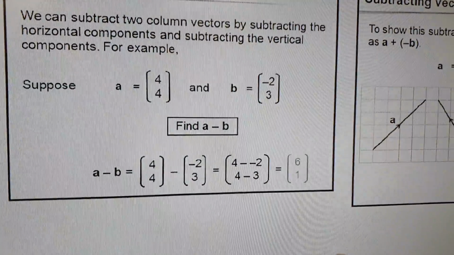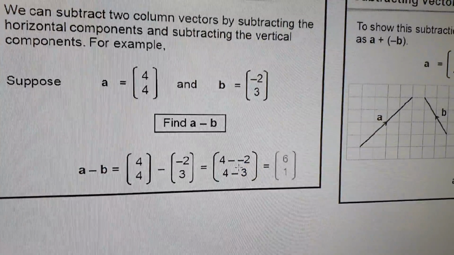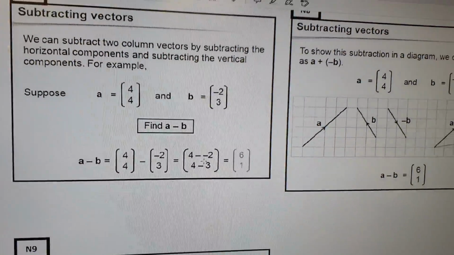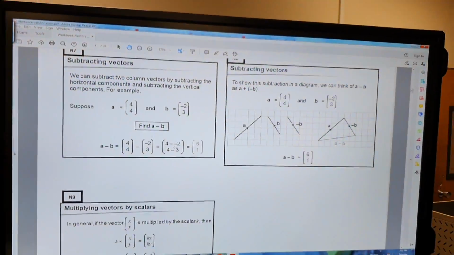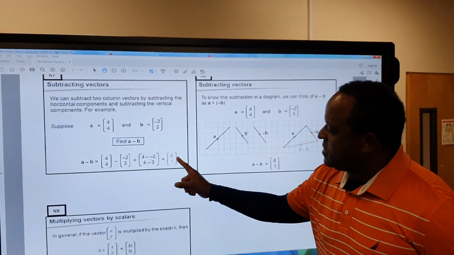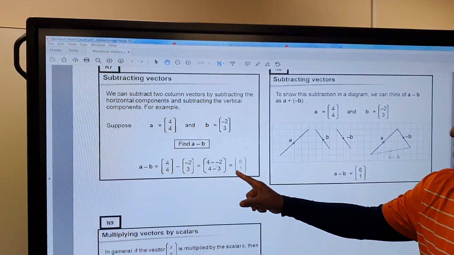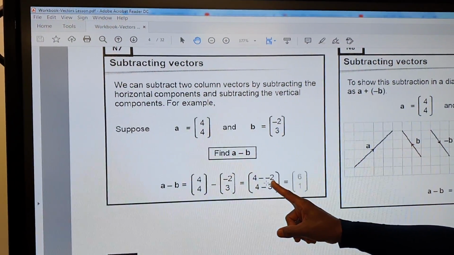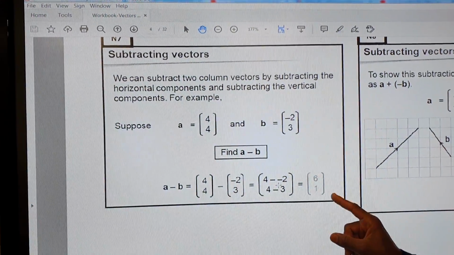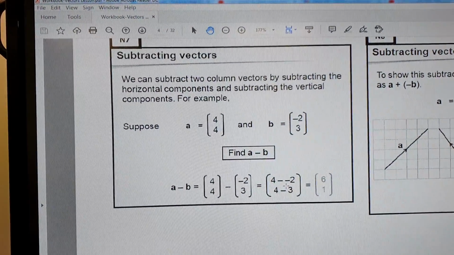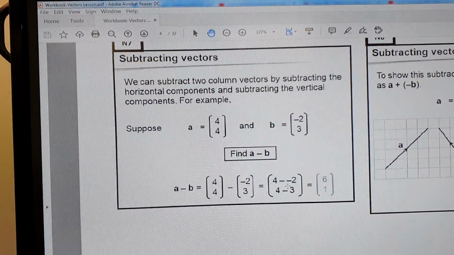Now, the law of multiplication will come into play here because a minus times a minus is going to give us a plus. Therefore, our resultant column vector is 6, 4 plus 2. A minus times a minus gives us a plus, which gives us 6. And 4 take away 3 gives us 1.